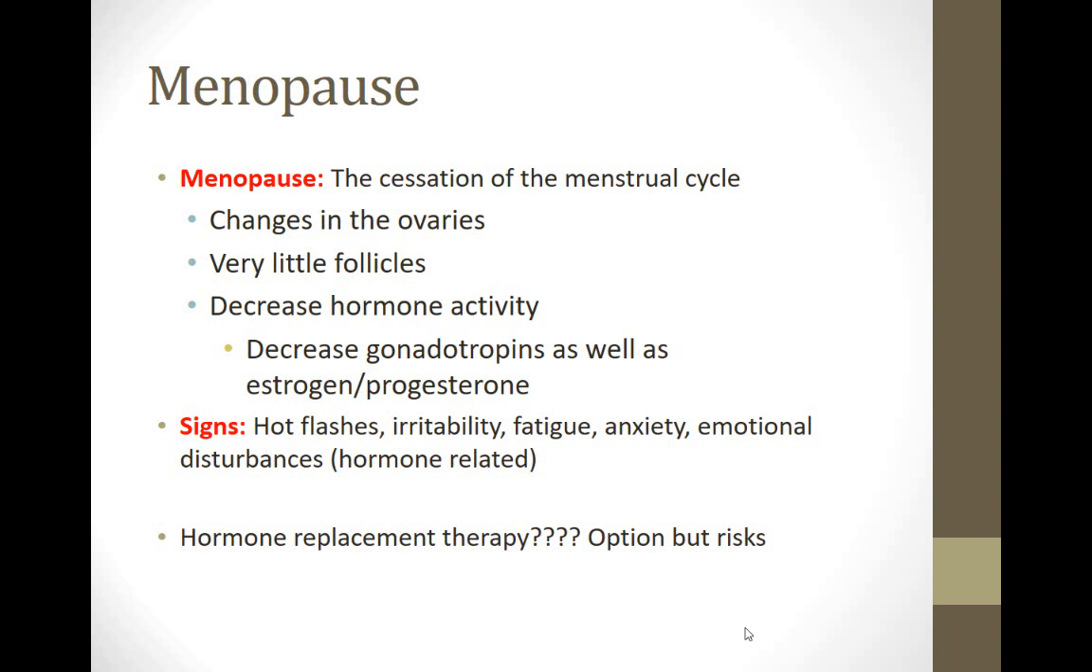Signs of menopause are hot flashes, irritability, fatigue, anxiety, emotional disturbances. These are all related to the hormone imbalance. There is some hormone replacement therapy to kind of cut the edge of these signs and symptoms, but there are risks to it, such as cancer and heart disease. So you don't want to overdo those therapies and use them for short periods of time.